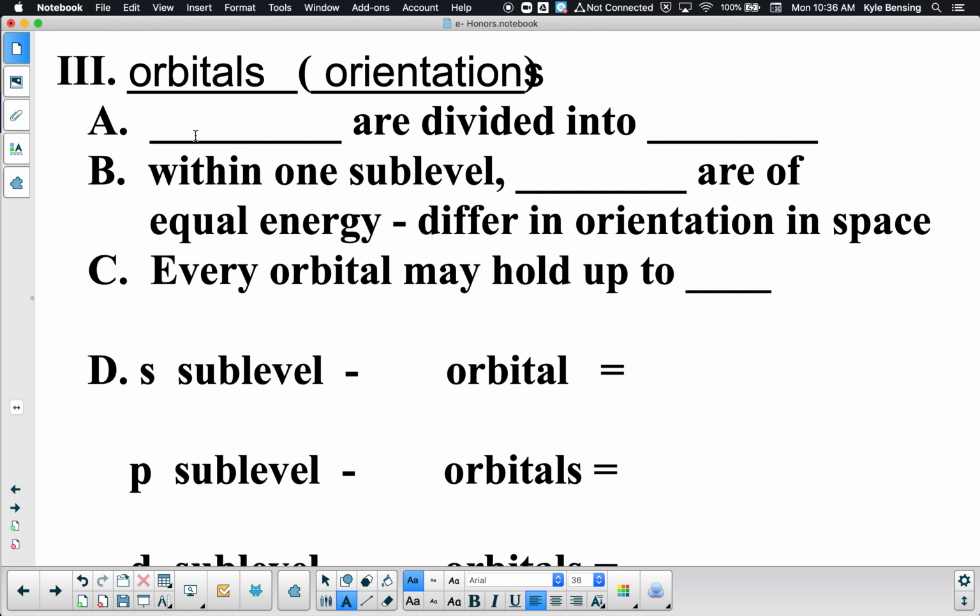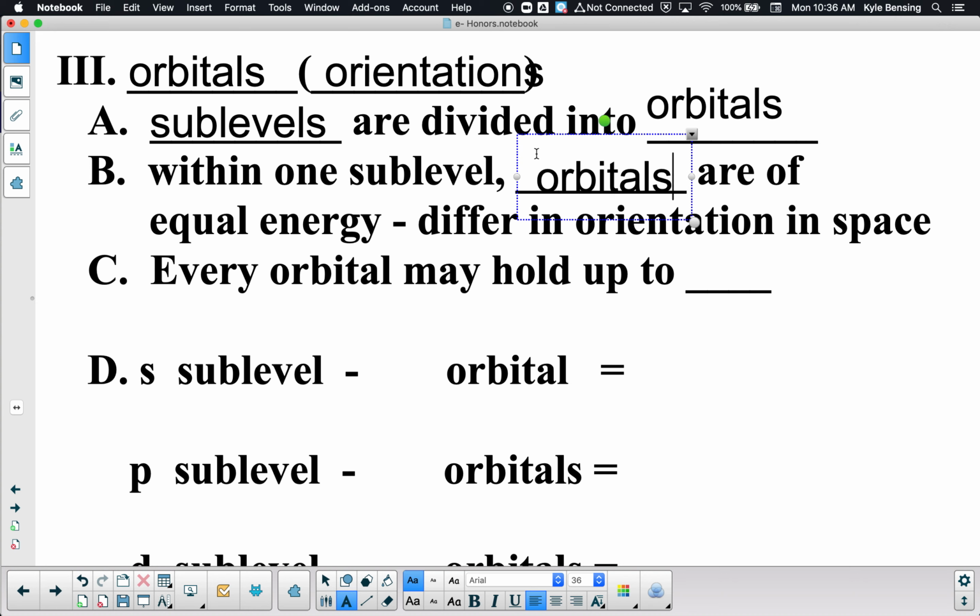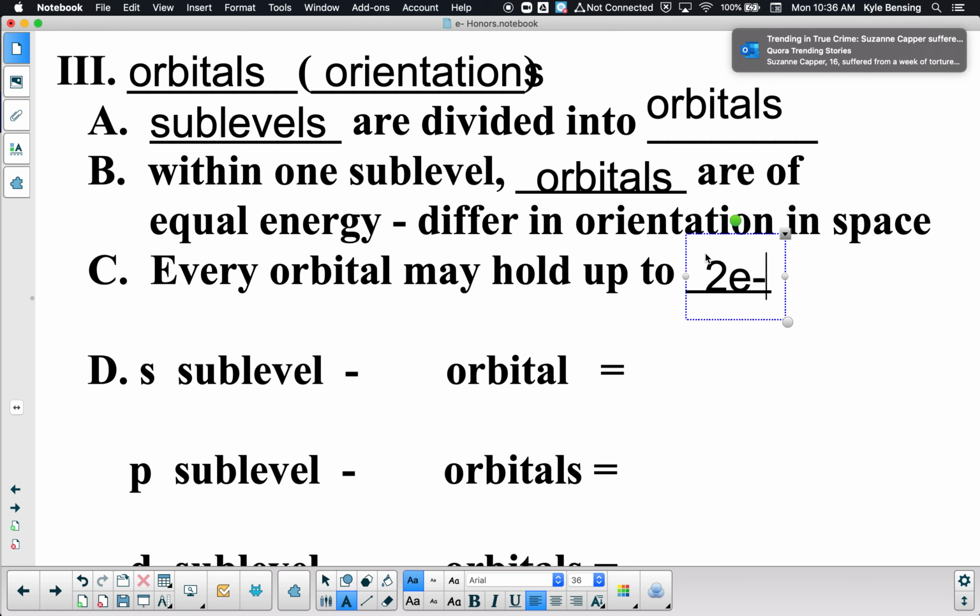So sublevels are divided into orbitals. Within one sublevel, the orbitals are of equal energy and differ only in orientation in space. Every orbital can hold up to, and this is very important, 2 electrons.